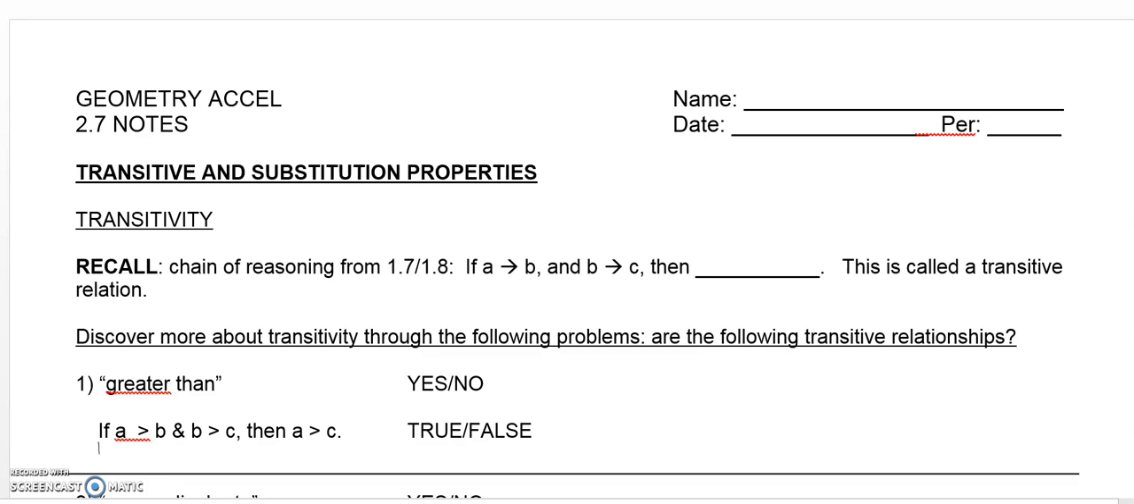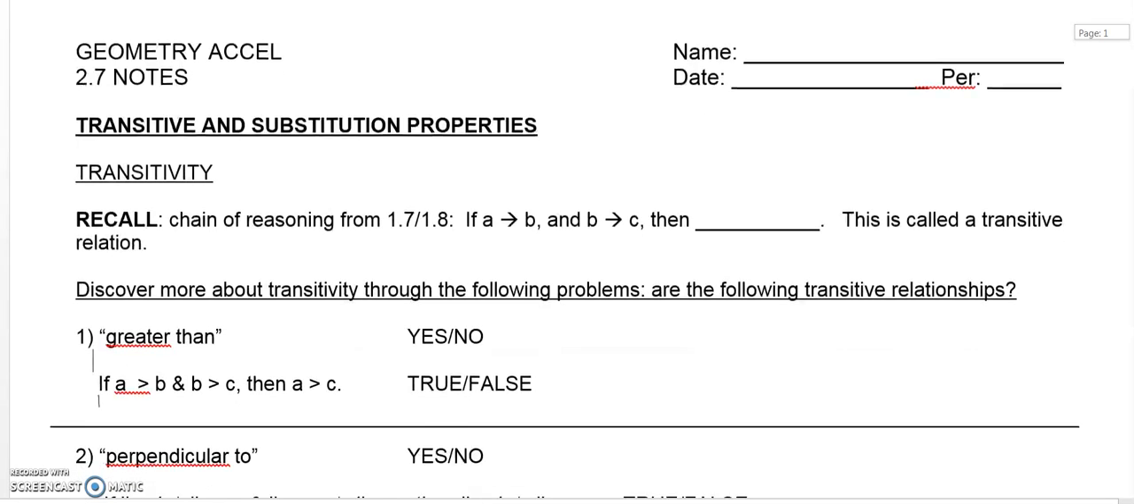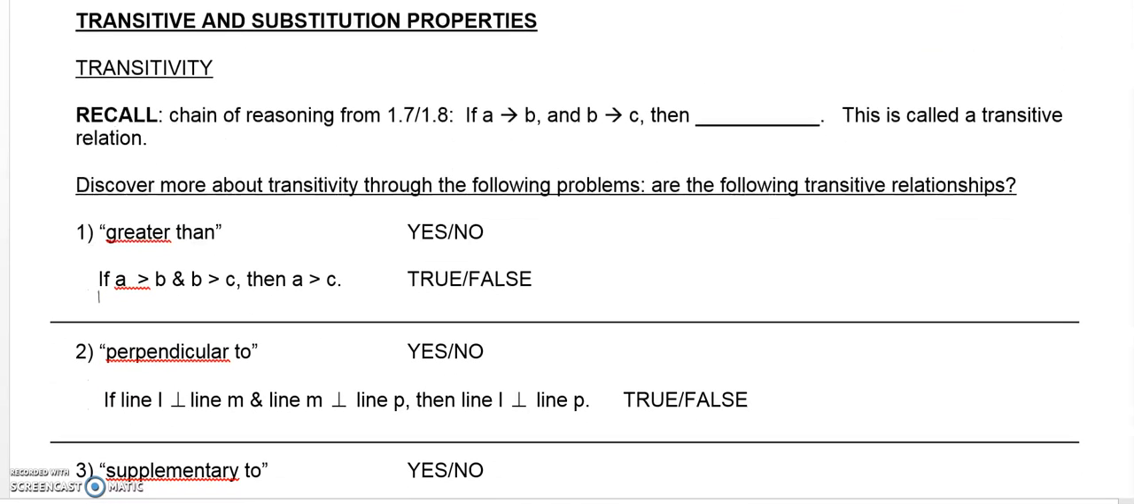So today we're going to be talking about the transitive property and substitution property. The transitive property is something that we've absolutely talked about before, in 1.7 and 1.8, when we were dealing with the chain rule. So if we can remember from that, we're given that if A, then B, and if B, then C, by linking up these two conditional statements together, we can make the conclusion that if A, then C.